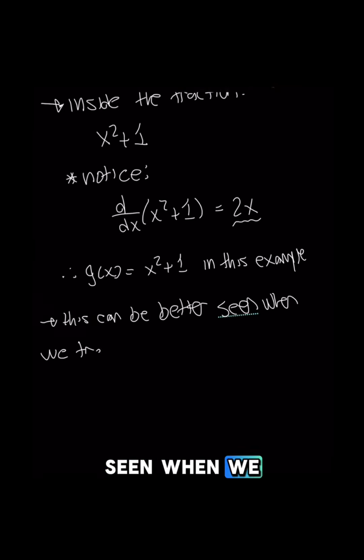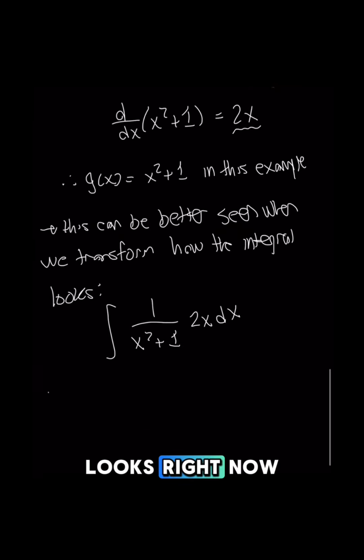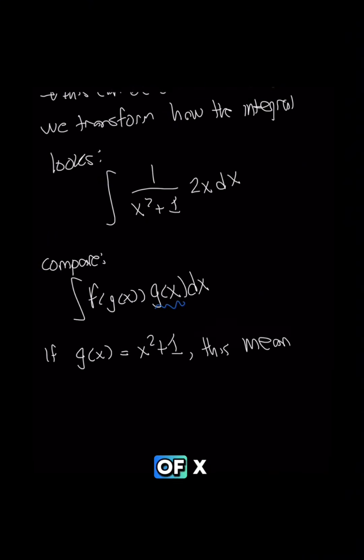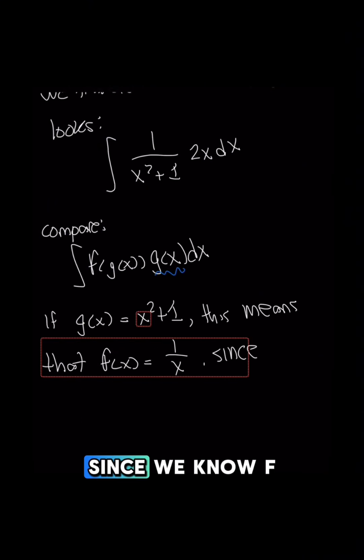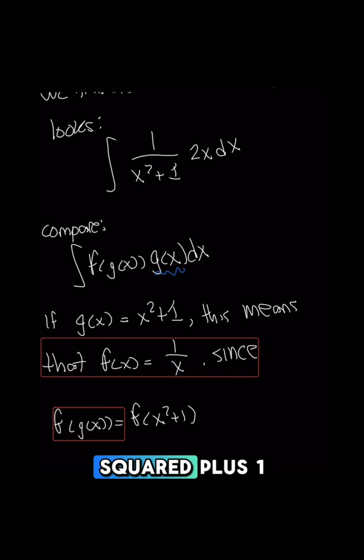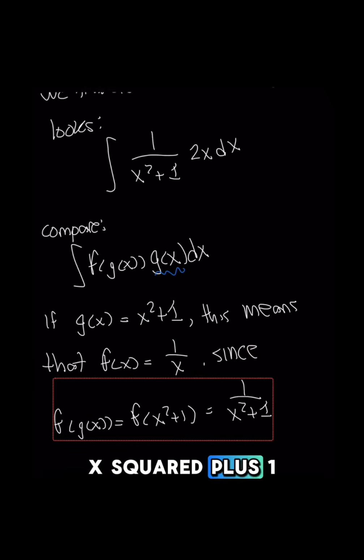This can be better seen when we transform how the integral looks. This is how it looks right now. And if we compare it, if g of x equals x squared plus 1, this means that f of x is equal to 1 over x. Since we know the integrand is f of g of x, if we plug in g of x equal to x squared plus 1, we get 1 over x squared plus 1, which is the correct form of our original integral. That's how we know that we're on the right track here.